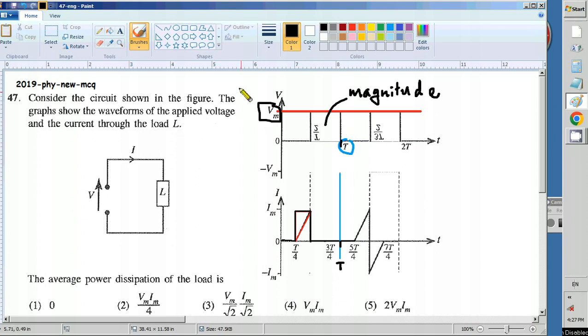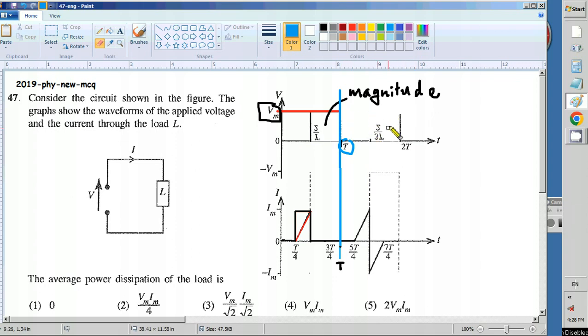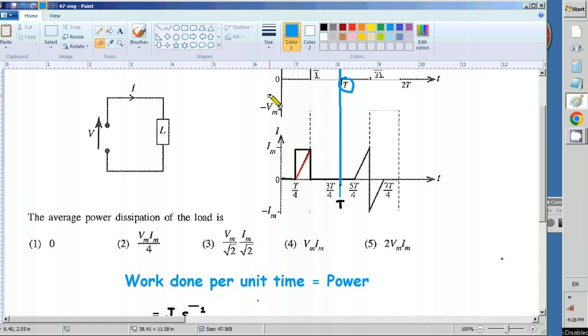So what we are going to do? We are going to limit the time up to capital T. If we consider that part, that is enough. So now our graph is like this. We don't have to consider anything beyond that capital T. This is enough. And this red color line we don't want now, so I delete it. Now the graph is like that.